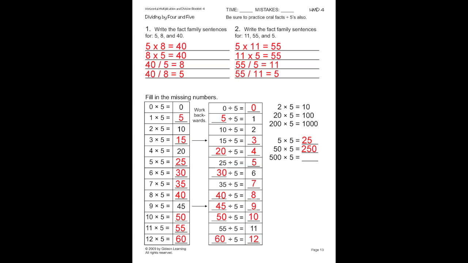250. Let's say I had 500 times 5. Then I'm going to have 2,500.